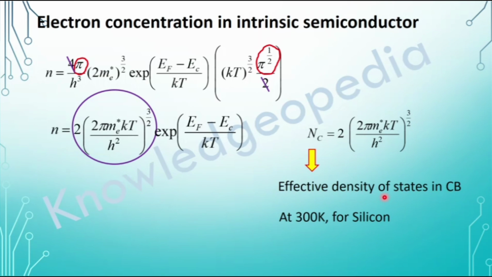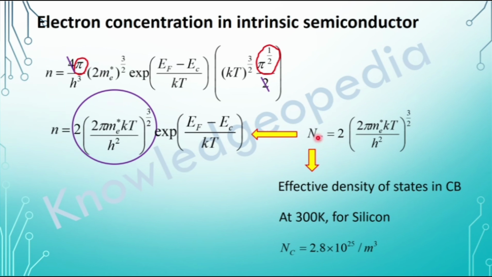At 300 Kelvin for silicon, the value of Nc is equal to 2.8 into 10 to the power 25 per meter cube. Here Nc is the effective density of states. Density of states means the states available per unit volume. That's what this is, a number per unit volume, and the unit is per meter cube. So this is 2.8 into 10 to the power 25 states per meter cube.